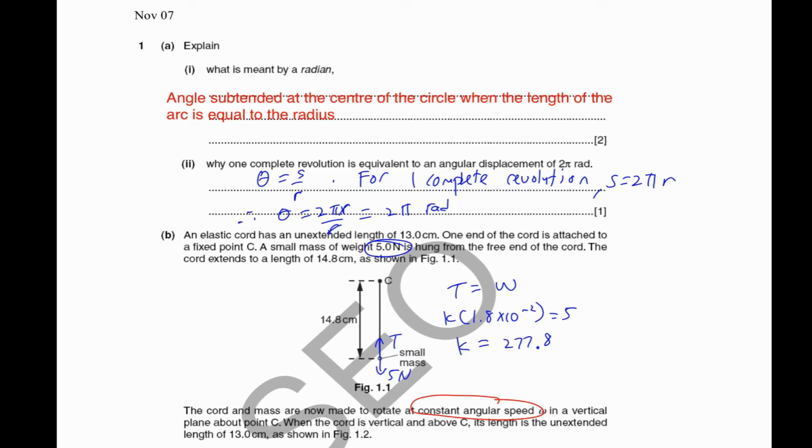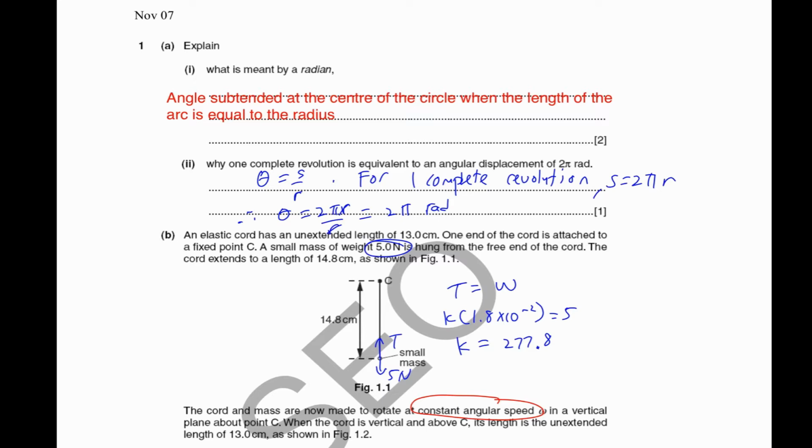First part, explain what is meant by a radian. So if they ask you for a radian, the answer is the angle subtended at the center of the circle when the length of the arc is equal to the radius. Because we actually obtain it from this formula: theta is s over r. So when s equals r, your theta will be 1. That's what is meant by 1 radian or a radian.